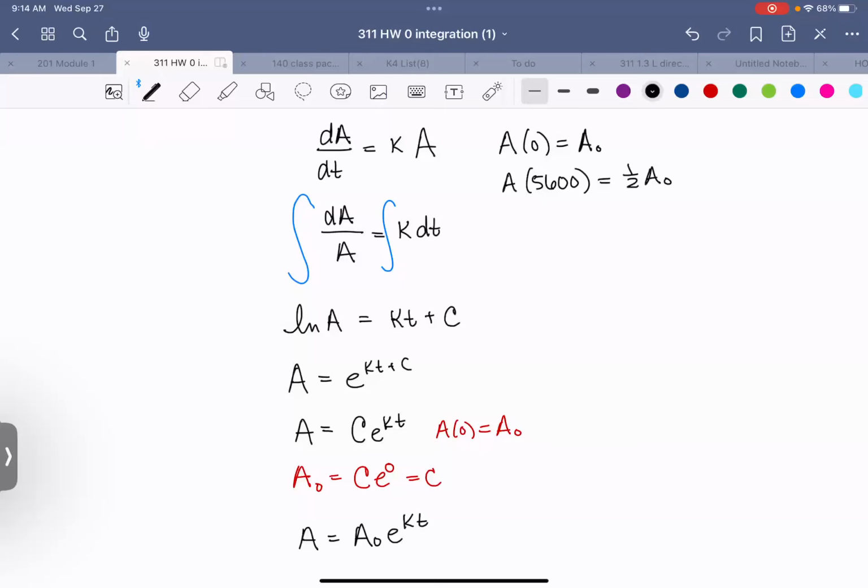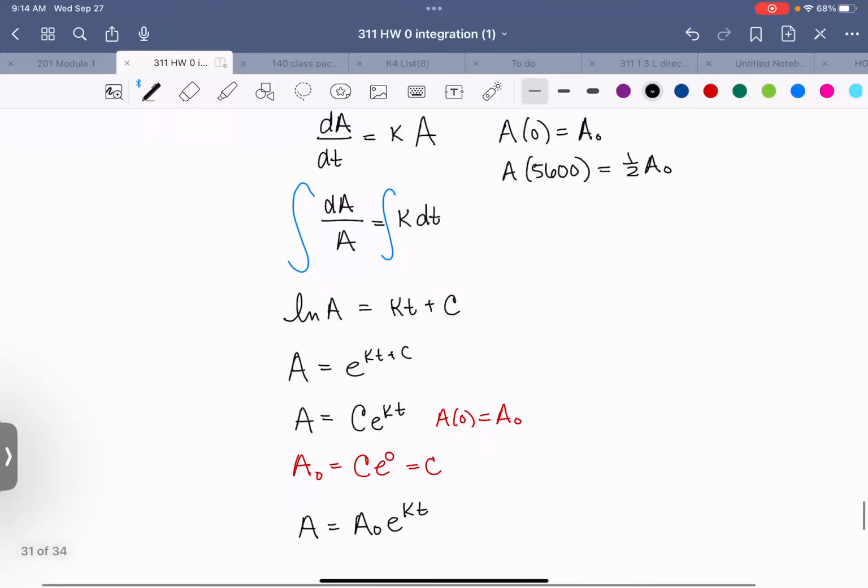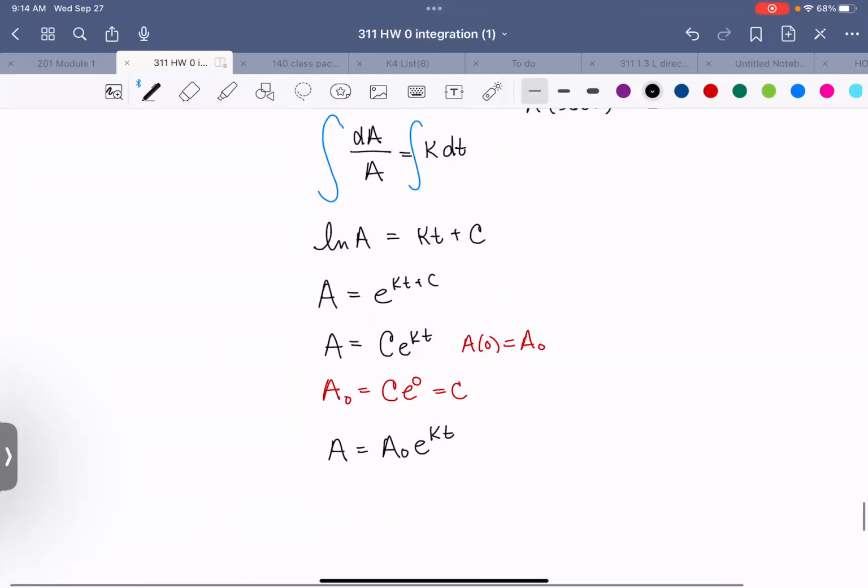Usually I use A when I move it to the front, but I'm already using A, so I just kept capital C. And then we're using the initial condition. We don't have an initial value, so we're just going to call it A naught. When you solve for that, that's going to put A naught as the constant in front of your e. All right, so you want to be able to get to this place.